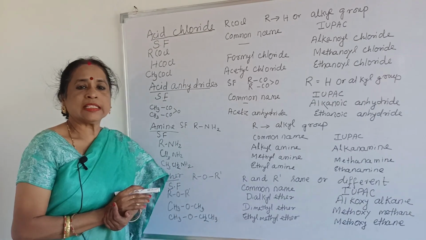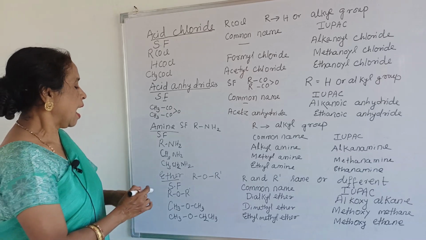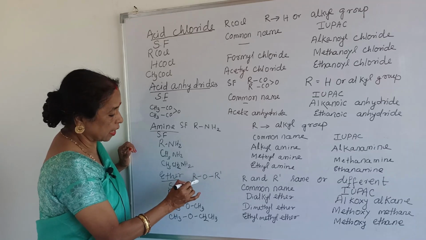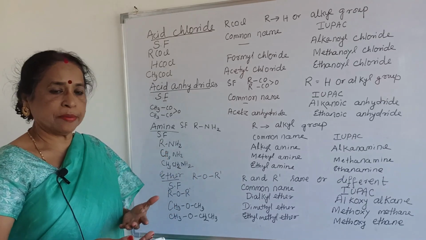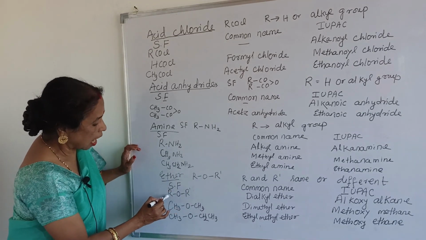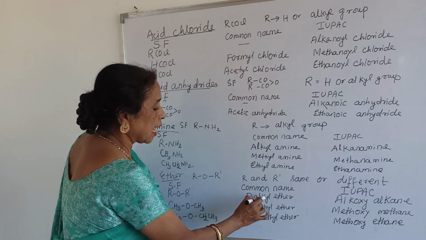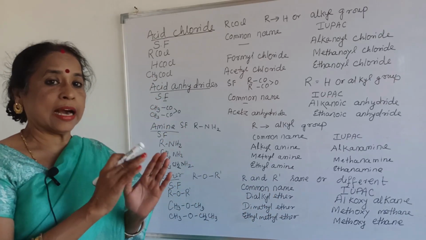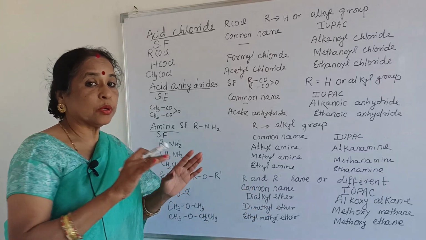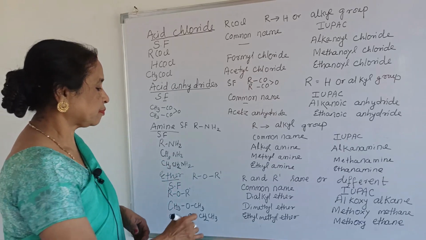Then the last one, ether. Ether contains a functional group, O, which is called the ether functional group, and so the structural formula is ROR', where R and R' may be the same or different. The common name is dialkyl ether. If both R and R' are the same, then it is dialkyl ether. If both are different, it should be named in alphabetic order.